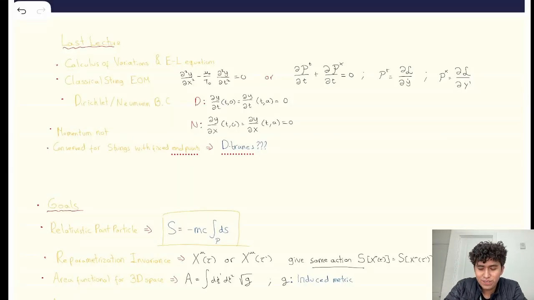This is lecture 3. Today we're going to do relativistic strings, or kind of. We're going to set up the basics of relativistic strings, and then next class we're going to do parameterization and actually solving equations for relativistic strings. So let me give you a brief review of what we did last lecture.